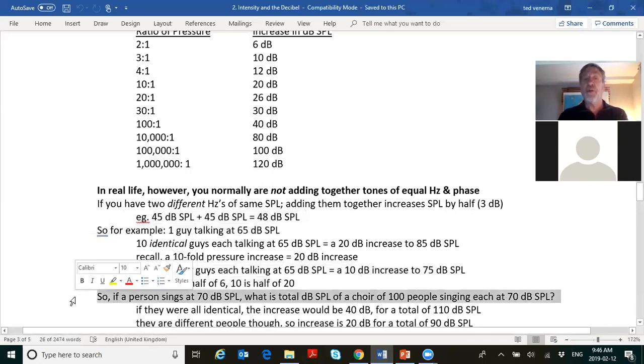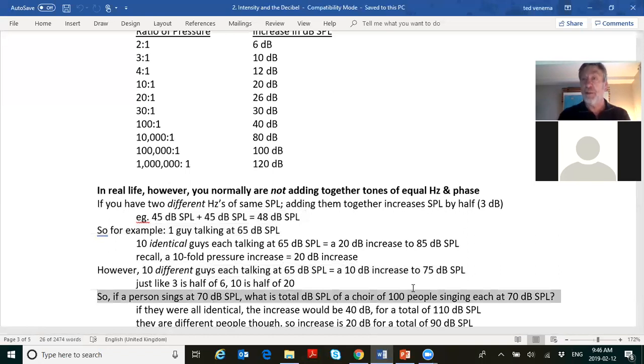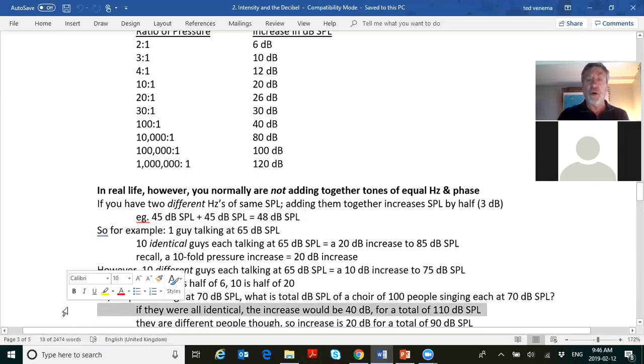So, for example, if a person is singing in a choir at 70 dB SPL, what's the total dB SPL of 100 people each singing at 70? Now, this is more real life. You're talking about a church choir, or a band. If they were all identical, the increase would be 40, because when you increase the pressure by 100-fold, you go up by 40.